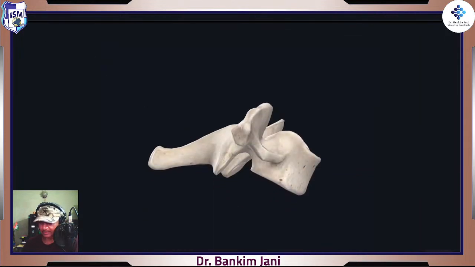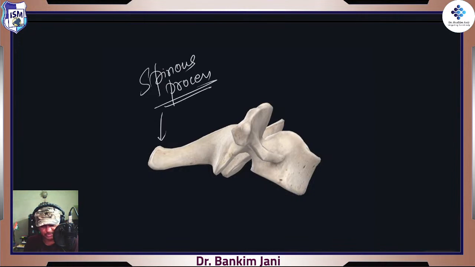The rest is one important point, and that is the spinous process. See the spinous process. It is stout, tough, and straight. More or less, it is like a thoracic one. This is exactly looking as if a bird is diving, a big eagle diving looks like this.